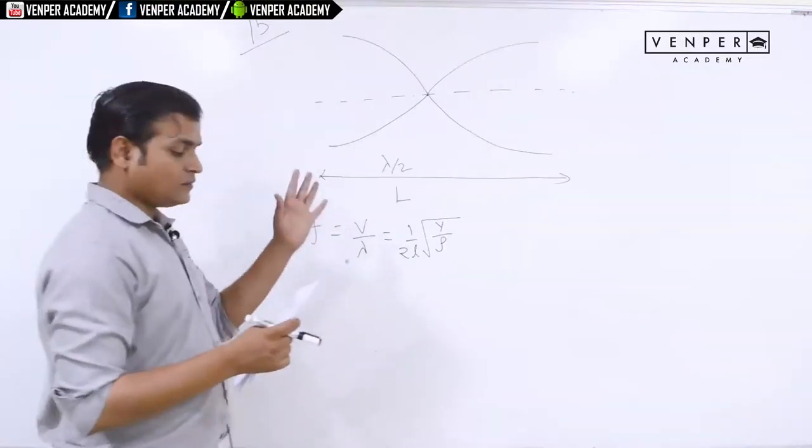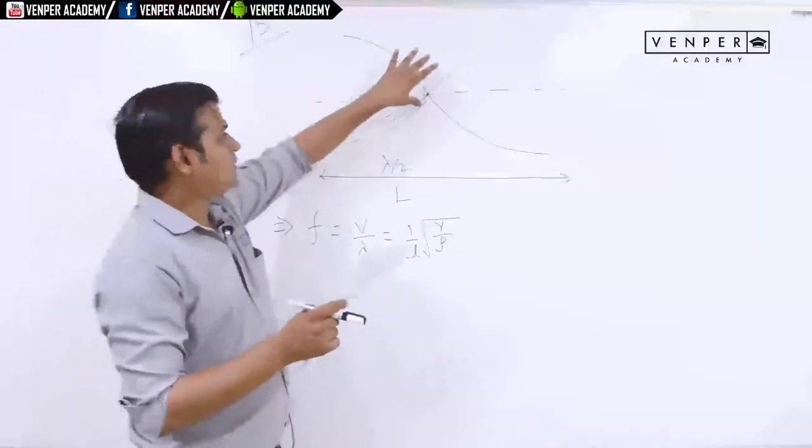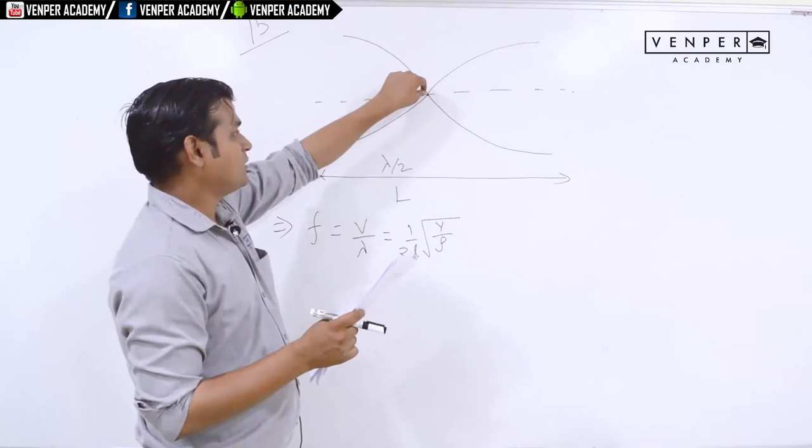Okay, so see here, question number 15, they are saying that there is a granite rod and it is clamped at the middle point. Clear?